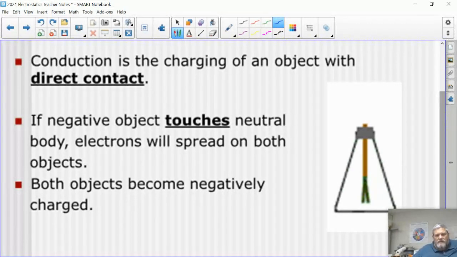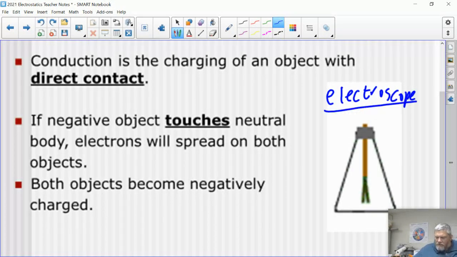A way that you can tell if something is charged or not is to use a device known as an electroscope, and we'll get to that in just a little bit. But this is a picture of what an electroscope would look like. These leaves down here, if there is a charge, they will separate. And we'll talk about how that works in just a few minutes.